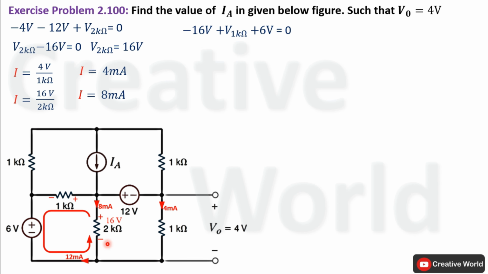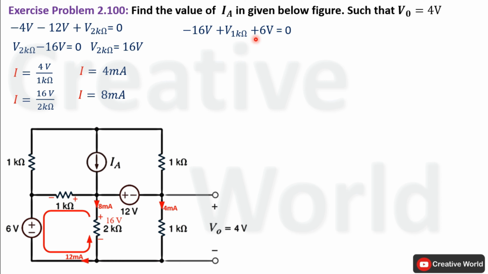Start from here. Current entering terminal is negative, so 16 volt will be taken with negative sign. Next, current entering terminal is positive, so voltage across this 1 kilo ohm resistance will be taken with positive sign. Next, current entering terminal is positive, so 6 volt will be taken with positive sign.